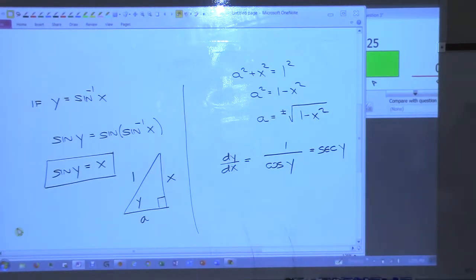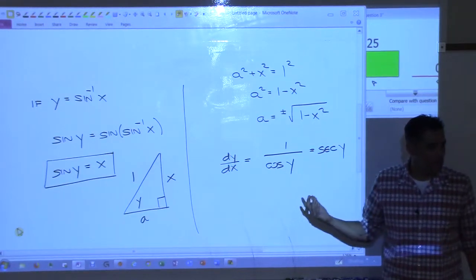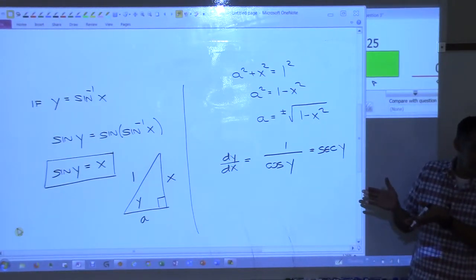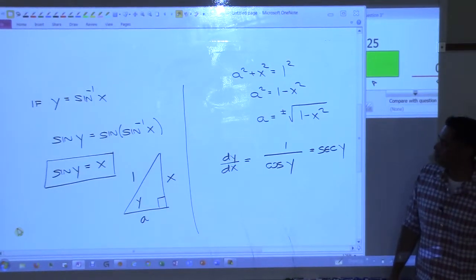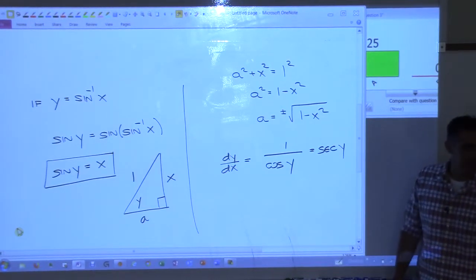It's plus or minus because we took the square root on both sides. However, we're going to use the positive because it's the length of the side of a triangle, right? Sine can't be on the negative side of the unit circle, right? That's right.